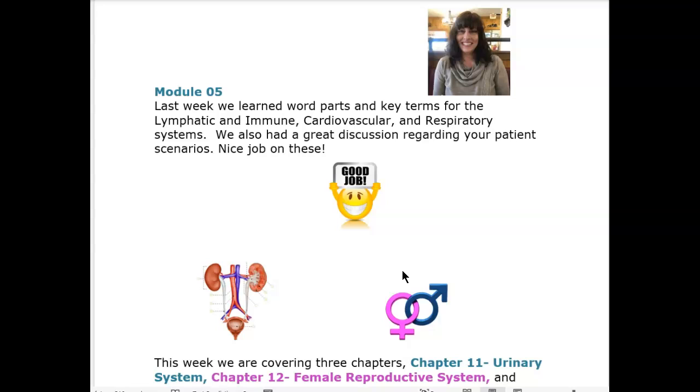So last week we learned some word parts and key terms that involve the lymphatic and immune, cardiovascular, and respiratory systems. We also had a very good discussion regarding your patient scenarios that you created, so I just wanted to say kudos to you, nice job on these.